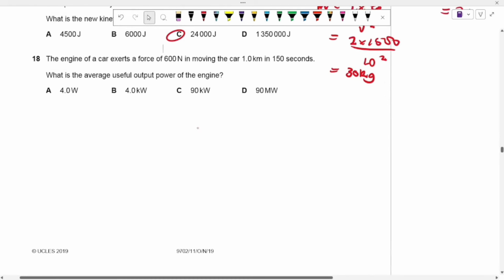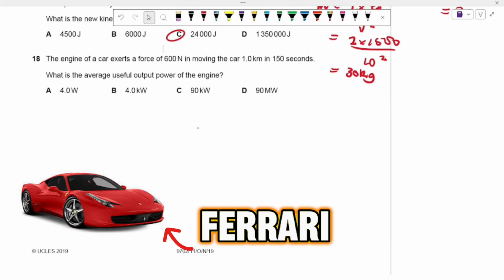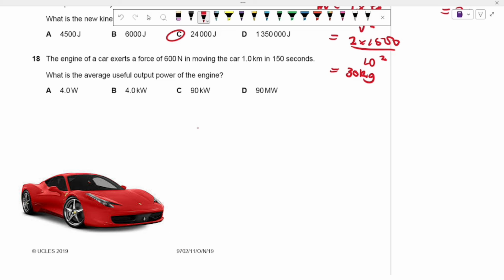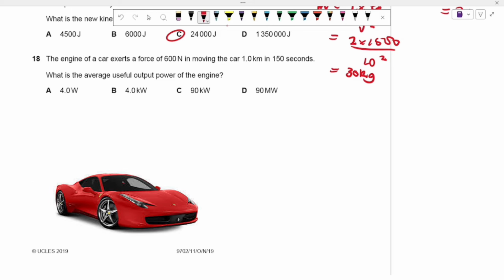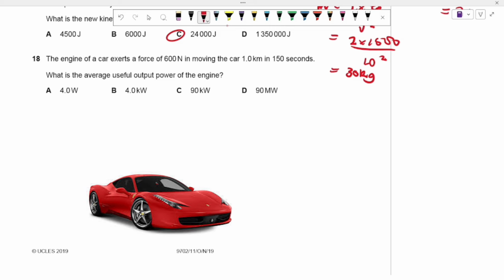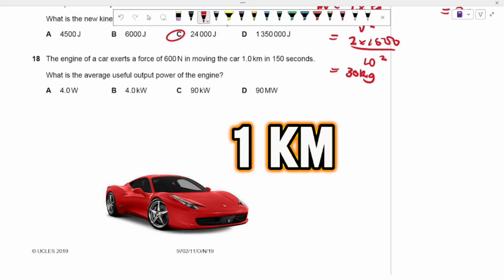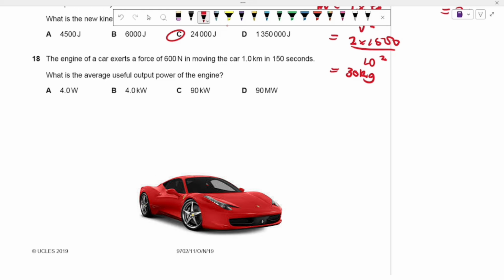We have a car, a very fast car. Let's say we have a Ferrari. It's going to exert a force of 600 newtons. The engine of the Ferrari is going to exert a force of 600 newtons to move that Ferrari by 1 meter. Sorry, by 1 kilometer, in 150 seconds. Wow, that's big. So the engine of a Ferrari needs to do 600 newtons to move it 1 kilometer in 150 seconds. So how do you find the power?